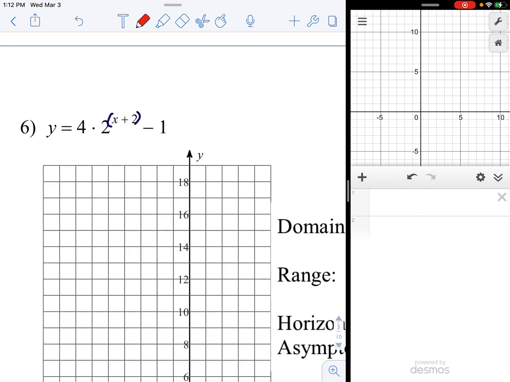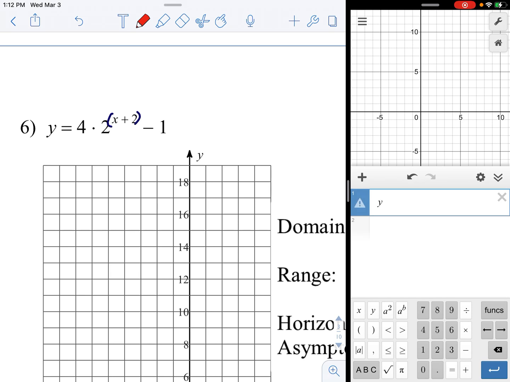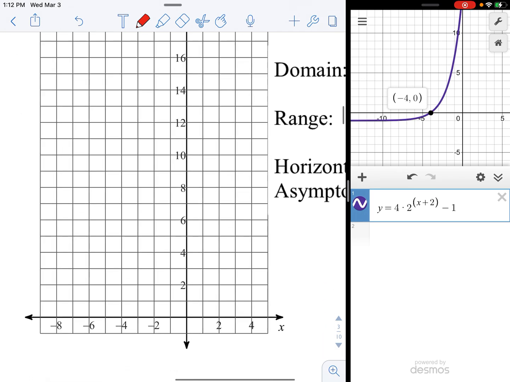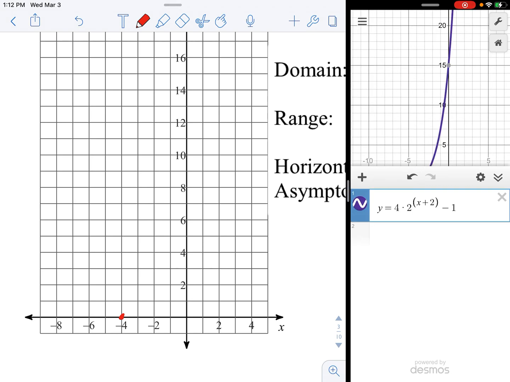Let's type this next one in. So y equals 4 times 2 raised to the parenthesis x plus 2 parenthesis minus 1. So there's the graph I need to draw. Looks like I have an x-intercept at negative 4, 0, and the y-intercept is all the way up at 15, so that'd be right about there.